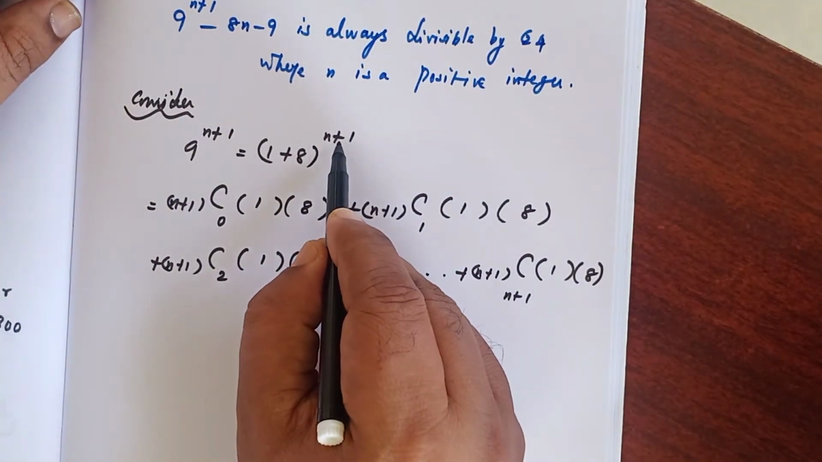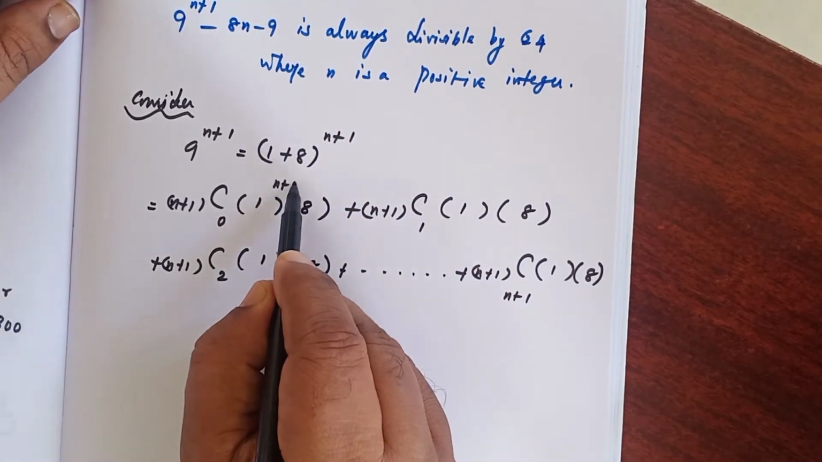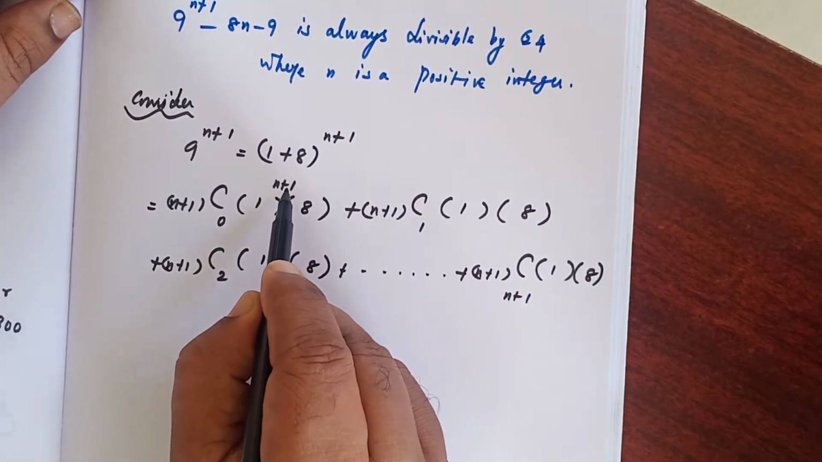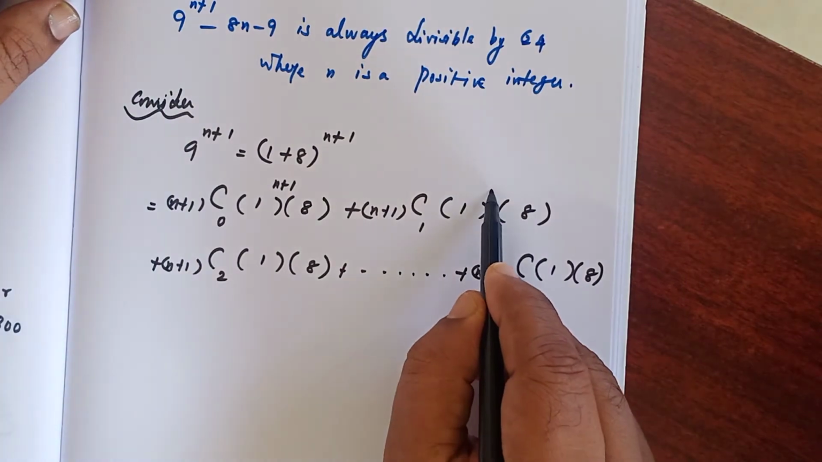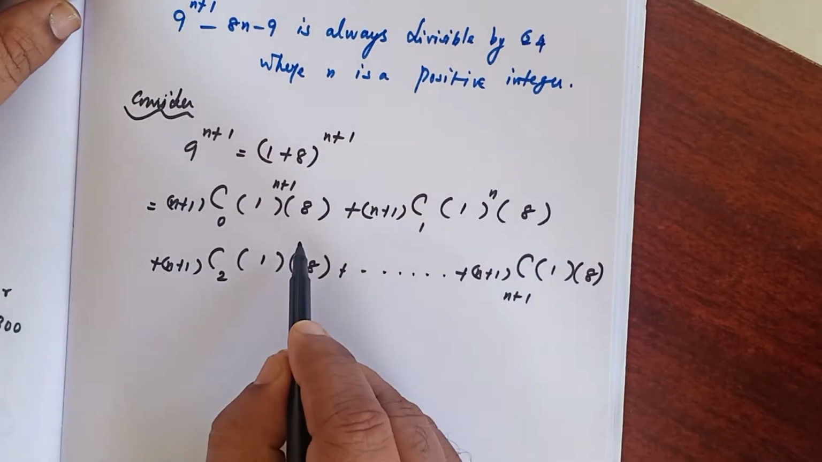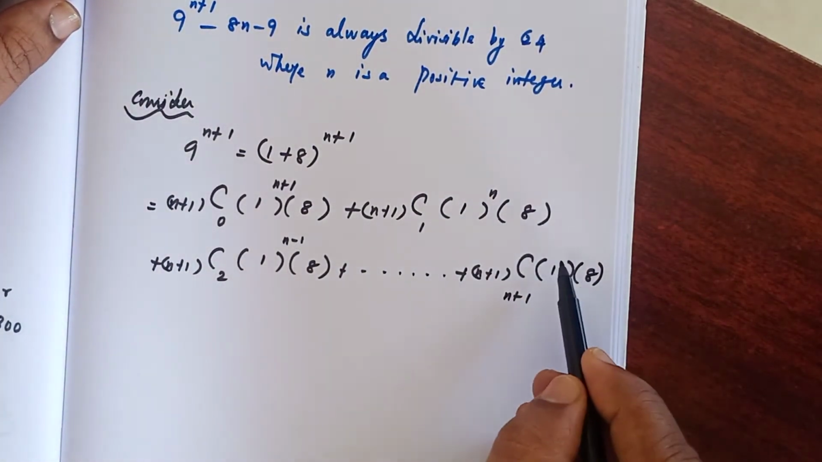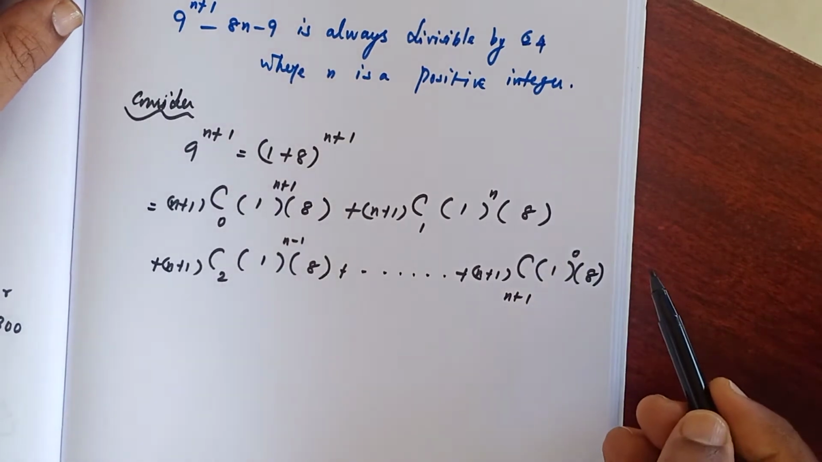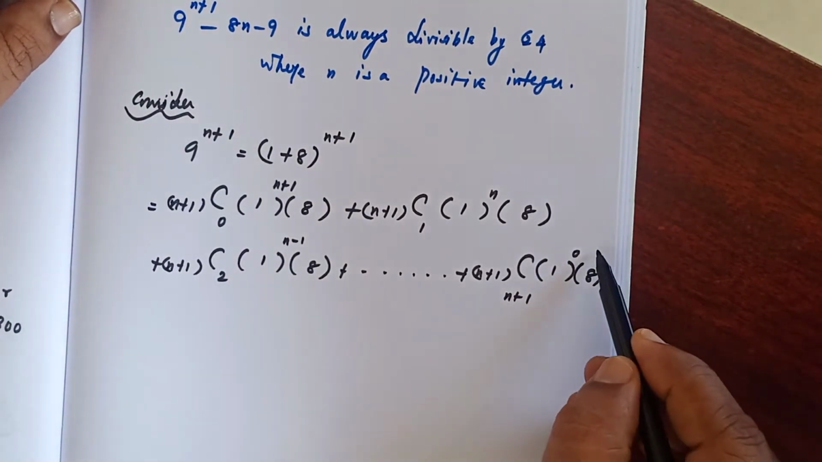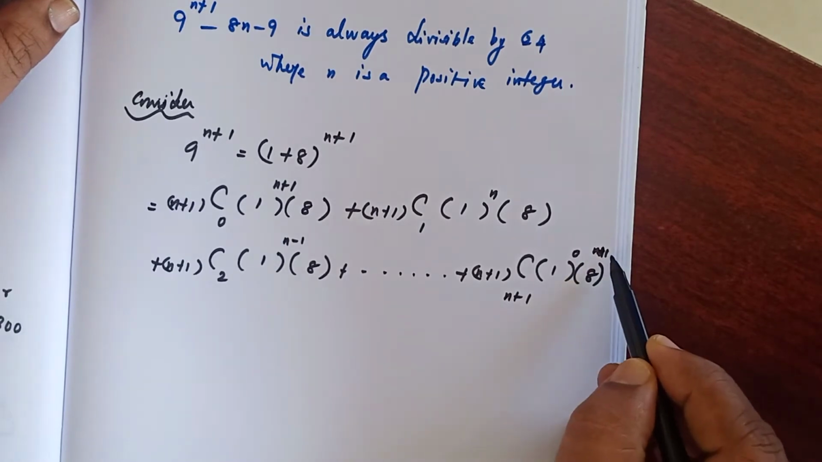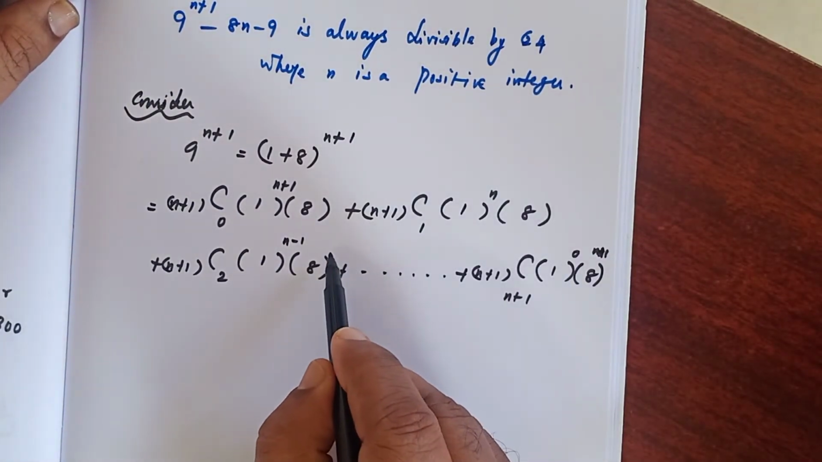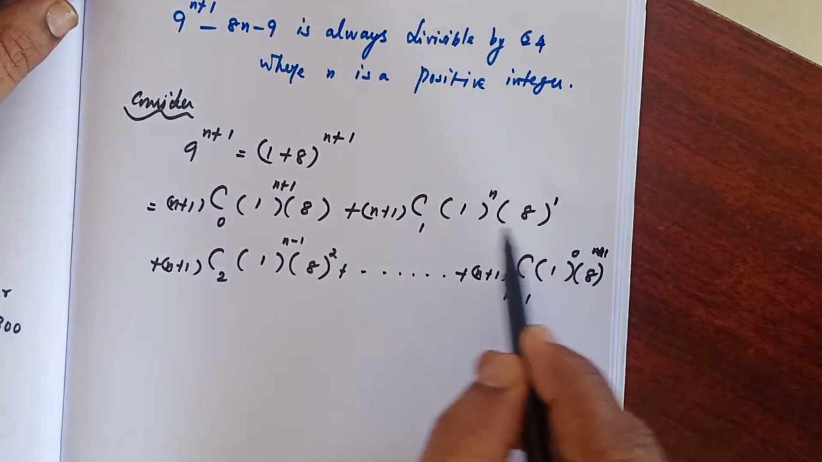Now the power is n plus 1. Write n plus 1 here. Keep on reducing 1. If you reduce 1, n plus 1 becomes n. If you reduce 1, n becomes n minus 1. It is going on. The last one will be 0. Like that, here you start n plus 1 in the power. This is n plus 1. Then it will be 2, 1 and 0.